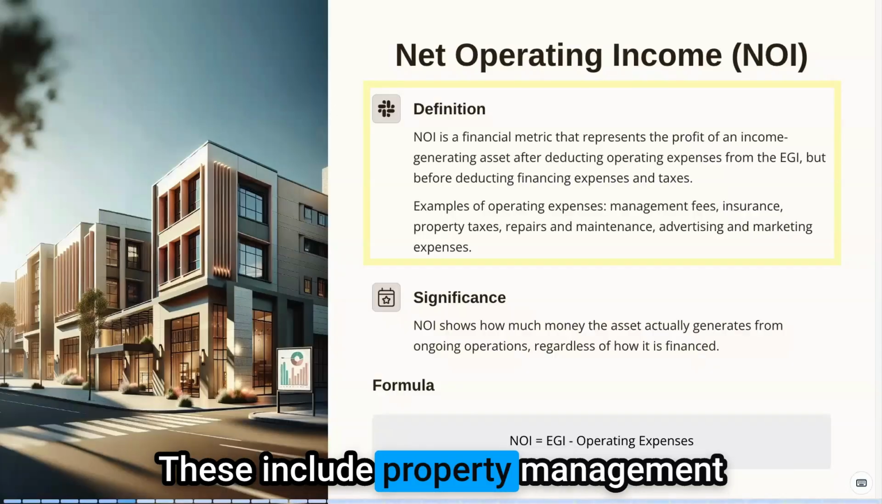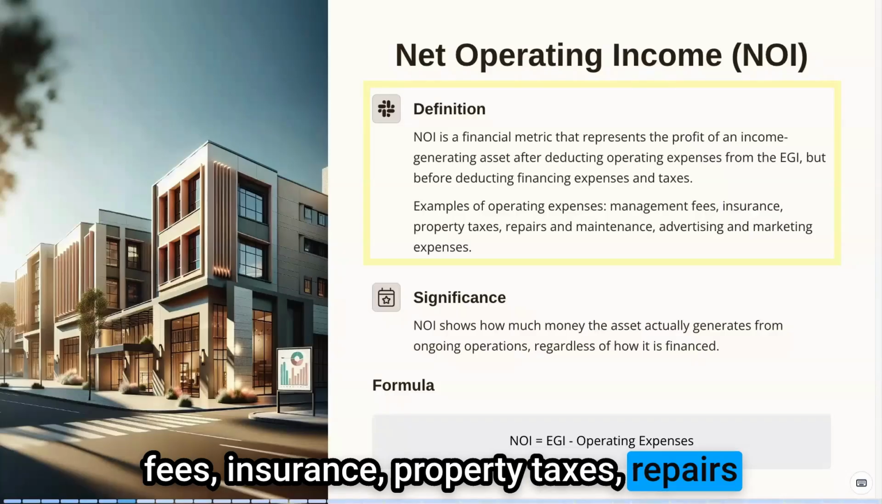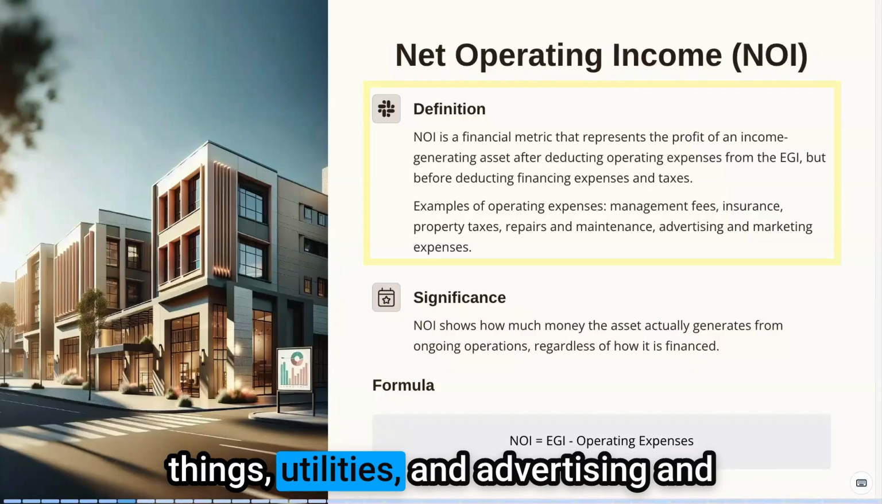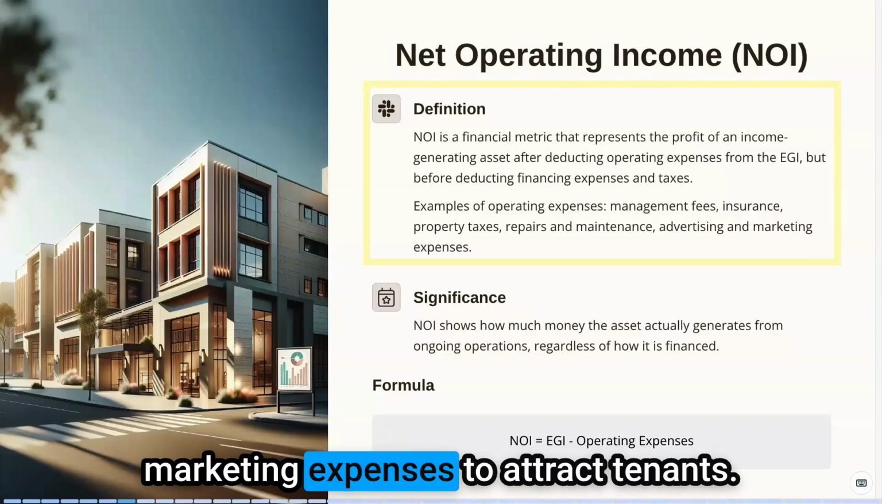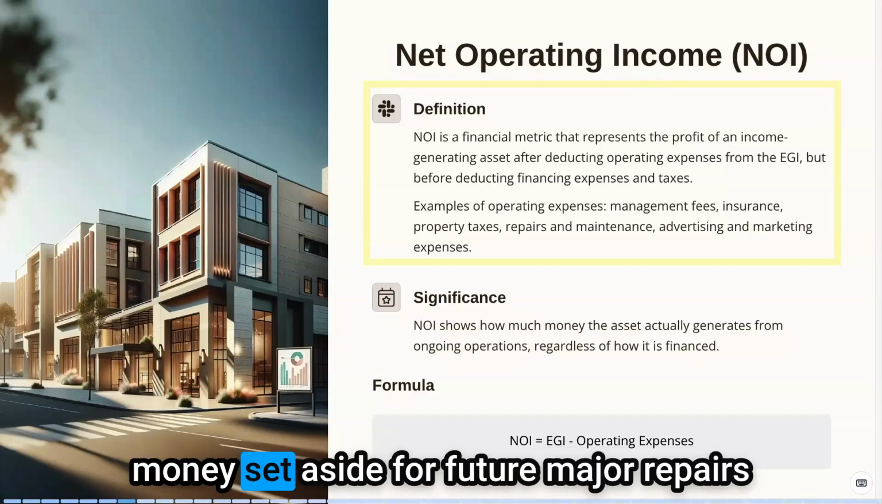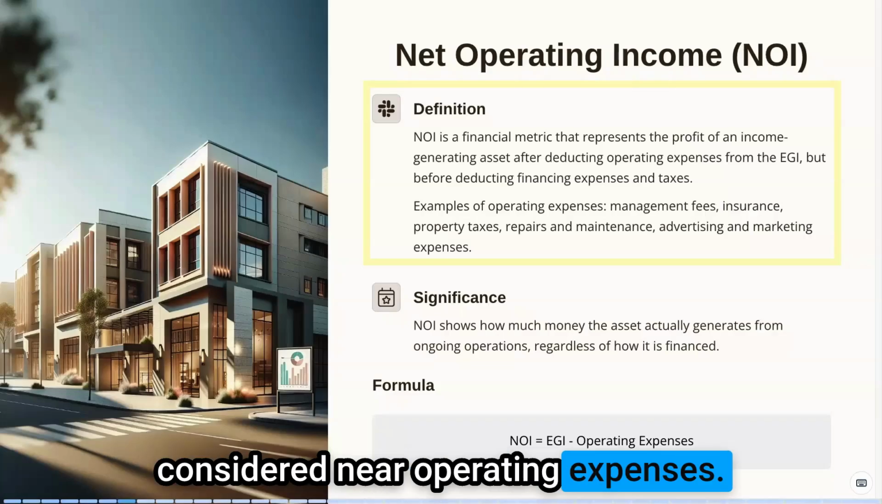These include property management fees, insurance, property taxes, repairs and maintenance, routine upkeep, fixing things, utilities, and advertising and marketing expenses to attract tenants. Sometimes a reserve for replacement, money set aside for future major repairs like a new roof, is also factored in or considered near operating expenses.